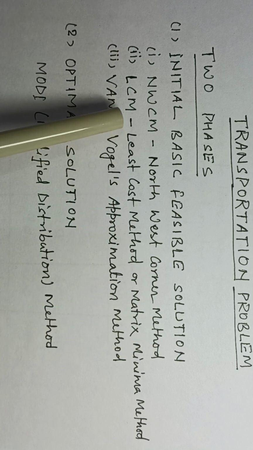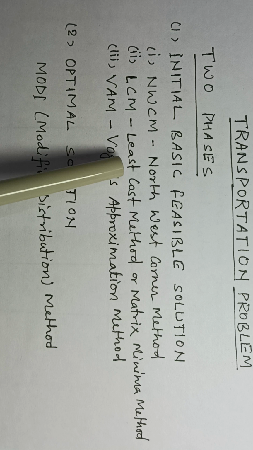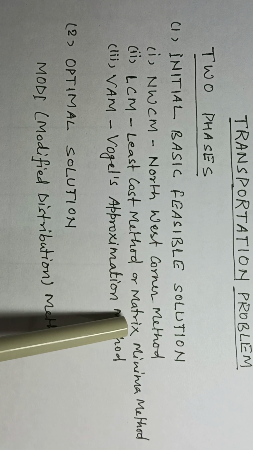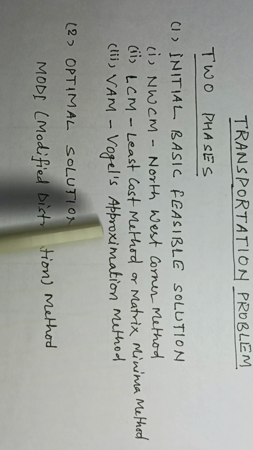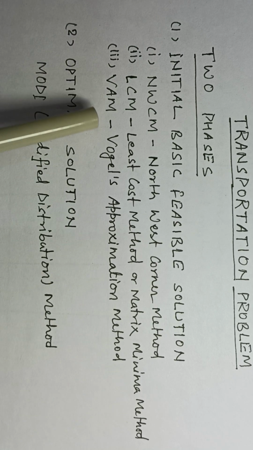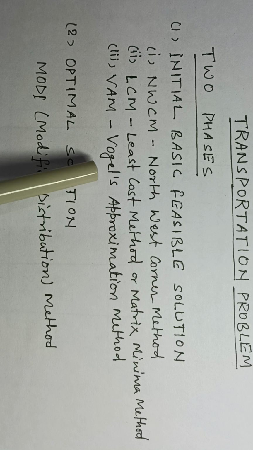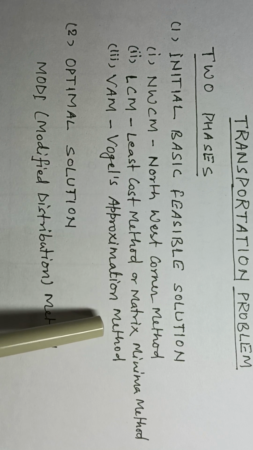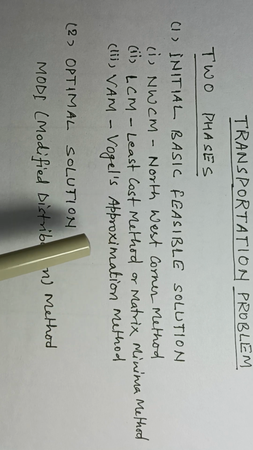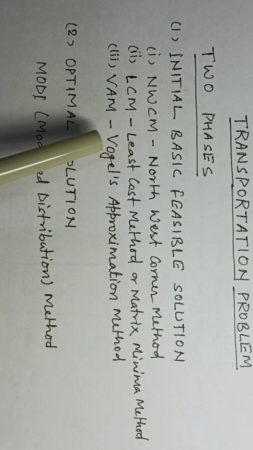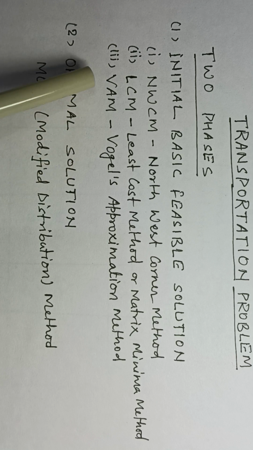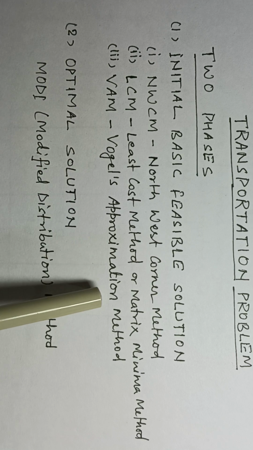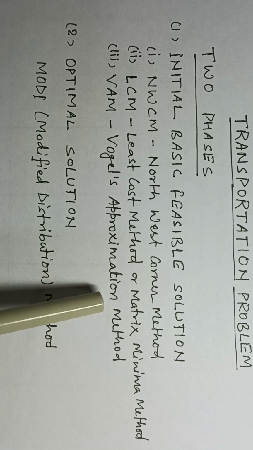Second method is LCM, which is known as least cost method. It is also known as matrix minima method. And third one is VAM, which stands for Vogel's approximation method. So to get the initial basic feasible solution, we use three methods. Most appropriate method is VAM, Vogel's approximation method, to get initial basic feasible solution.